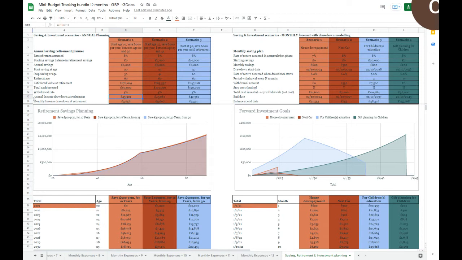So the annual income of 5% of that 878,000 pot gives you 43,901. And that equates to a monthly income drawdown of 3,658 in scenario 1. It's not bad, 60,000 in, 3,658 out.